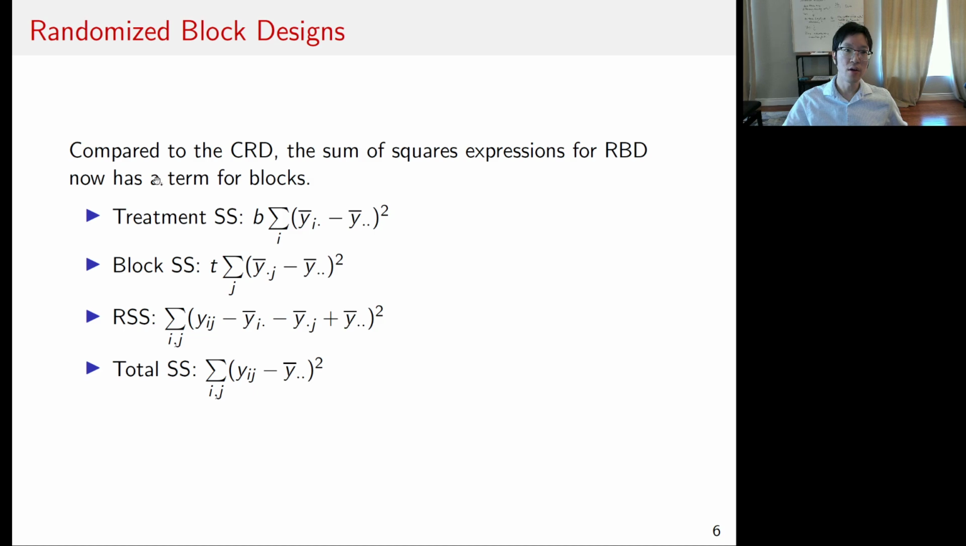So the key new idea in the sum of squares decomposition is that there's now a term for blocks. The treatment sum of squares stays the same. Instead of R for replicates, we just now have B for blocks. The total sum of squares stays the same. What happened is that the residual sum of squares compared to the CRD is broken down now into a block sum of squares, and then you have the residual after accounting for blocking. So this is the new residual sum of squares.